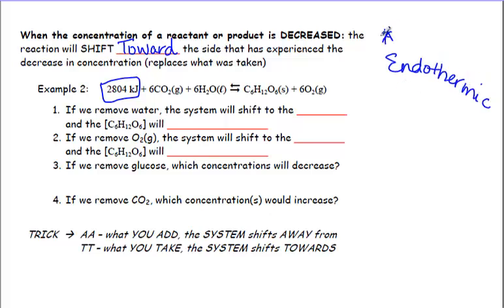Just to give you a little idea of what we're looking at here and that you understand this is part of the reaction. It's absorbing heat in order to go forward. So if we remove water, now we have to look for the water. That is a reactant, okay? If we remove water, the system will shift to the left toward where it's removed, so back toward that way. And then the C6H12O6, the sugar, concentration of the sugar, will then decrease.